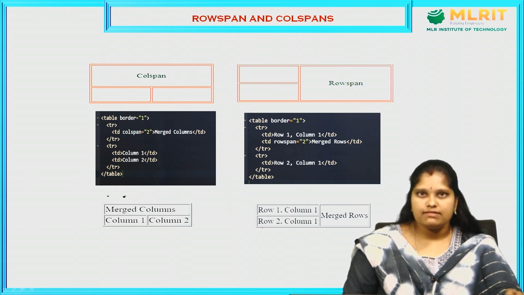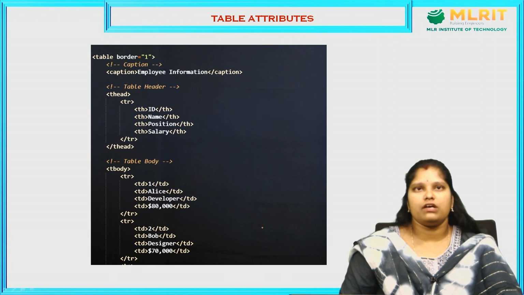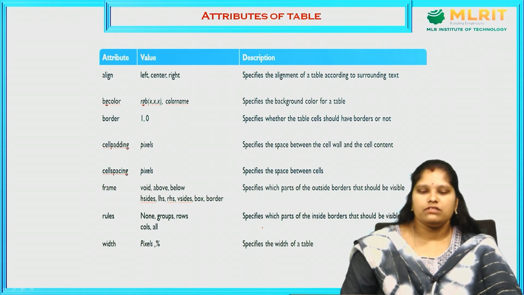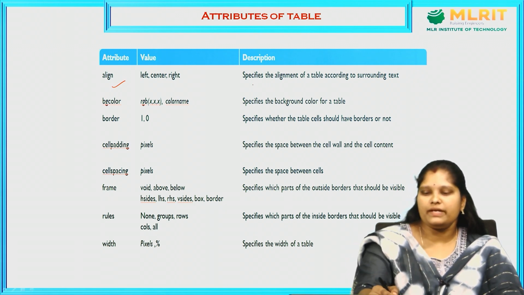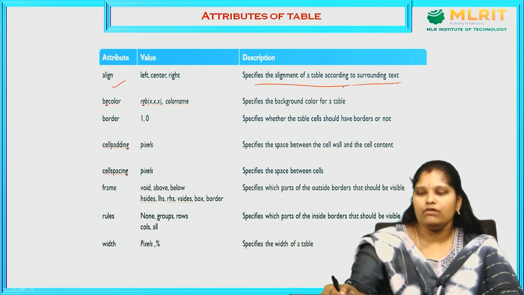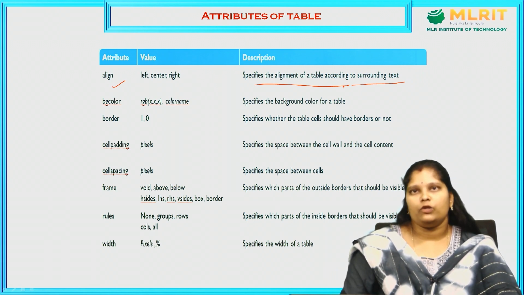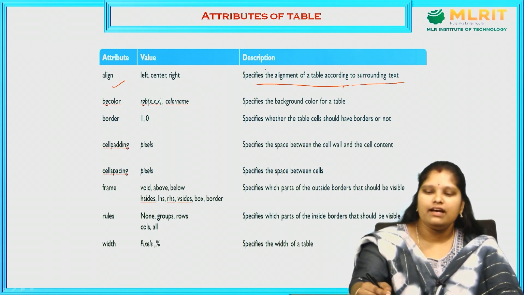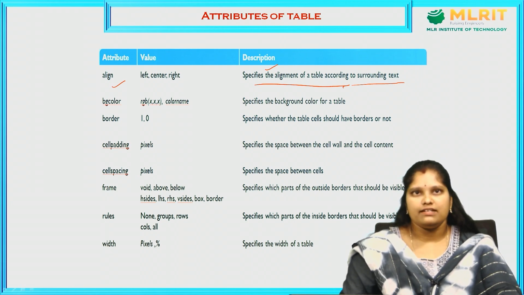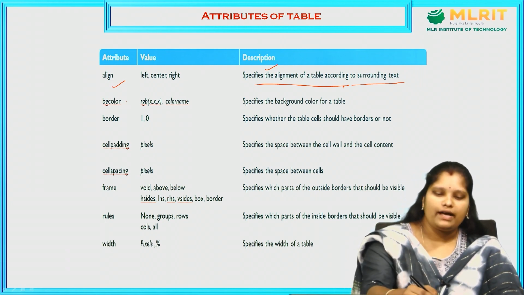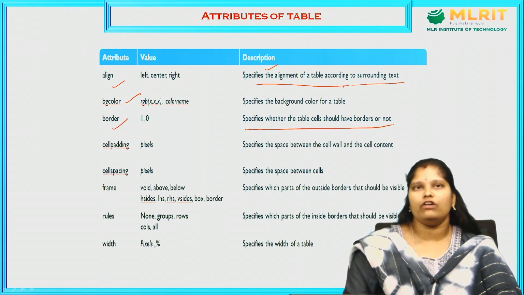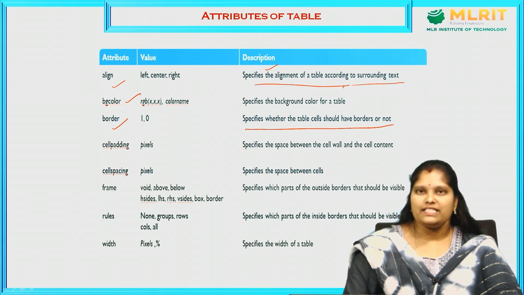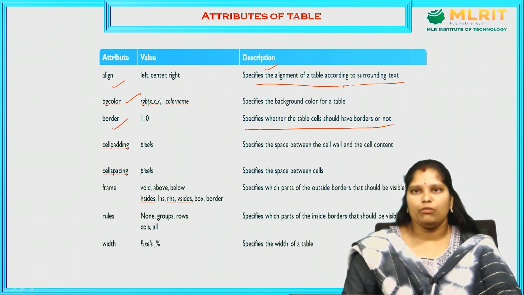And coming to the next, table attributes. What are the attributes of tables? These are the attributes. Alignment is one attribute. It specifies the alignment of your table according to the surrounding text. Based upon the surrounding text, it specifies the alignment of your table. If you want to insert left or right or center, right? Background colors and borders, it specifies whether the cells should have a border or not, right? You can specify whether you want to insert your cells with border or not, right?